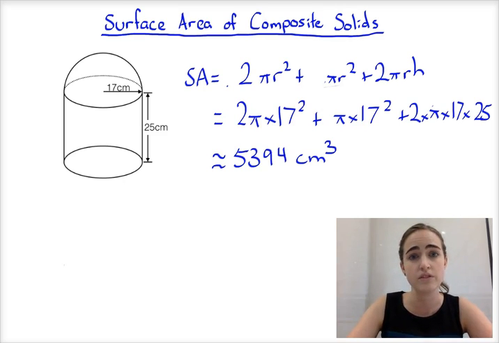So it's really important when you're doing these that you are looking to see how the formulas that we usually use apply to these sorts of questions, especially when there's joints between two different shapes. But that's one example of finding the surface area of a composite solid.